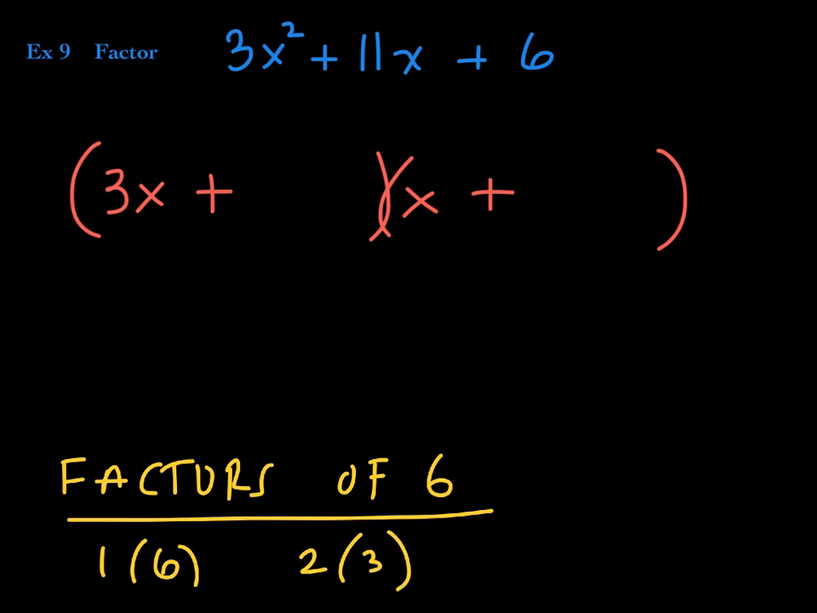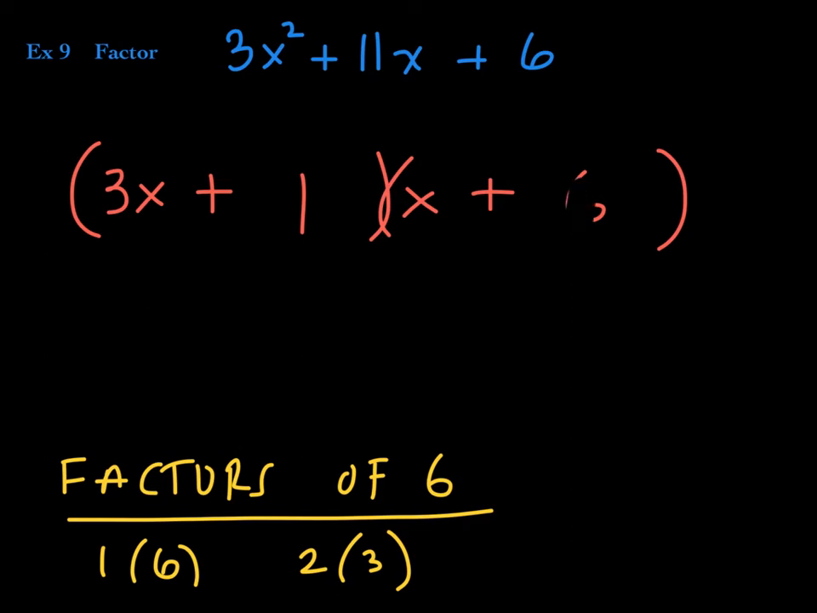So what I'm going to do right now is play around with these factors and see which one is the right one. Now, I see that 3x times 6 is 18x. That's already too much. I'm trying to get 11x, and this is 18x. That's too much. So I can see right away that this is not the right factorization.